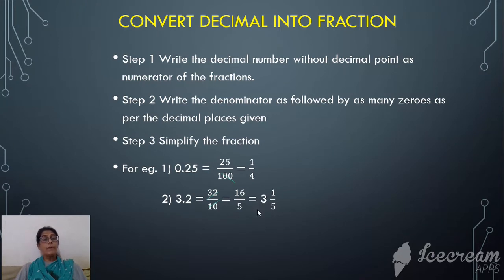Everything we have learnt in which chapter? Our fourth chapter, fractions, right? So here I have converted this into a mixed fraction, 3 integer 1 upon 5. Why 3 integer 1 upon 5? Because 3 5s are 15 plus 1 is 16. So 3 integer 1 upon 5. Understand, children? Okay.